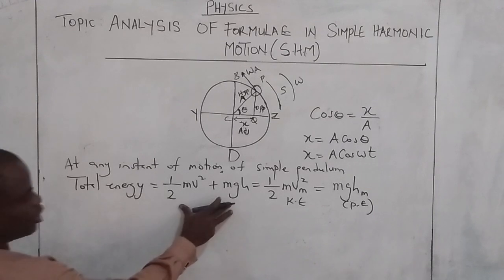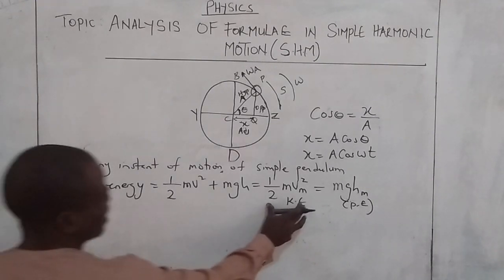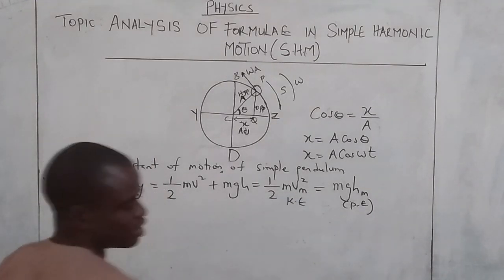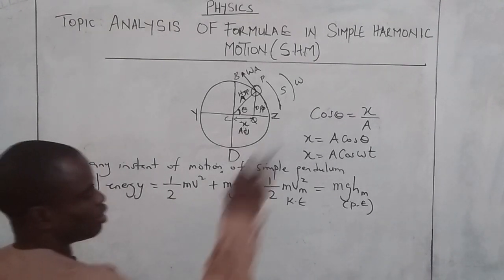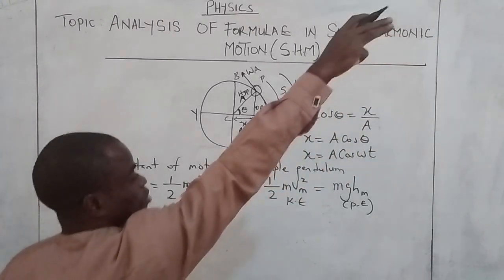Total energy equals the addition of the two, which equals the kinetic energy. It means that it has reached the maximum at the center, and also the potential energy when you reach the extreme end before coming back.